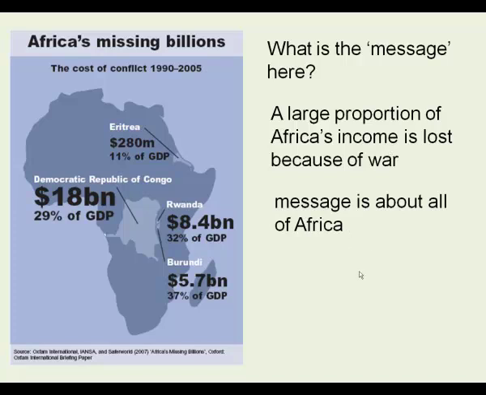Where does the data come from? From 4 countries. So the message is not about just the loss of money in those 4 countries because of war. It's about the loss of income in all the countries, though it doesn't specifically say so. That's the impression it's given because it's Africa's missing billions. Right, another example.